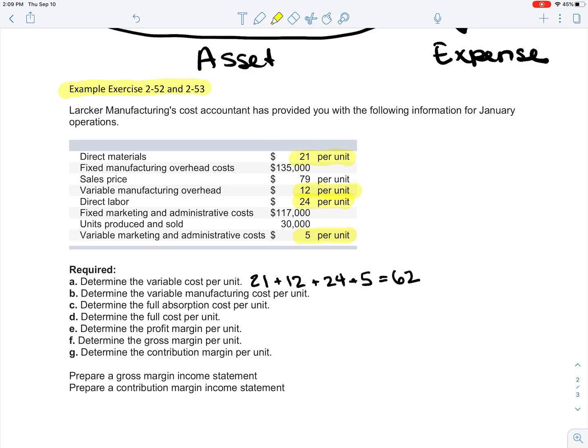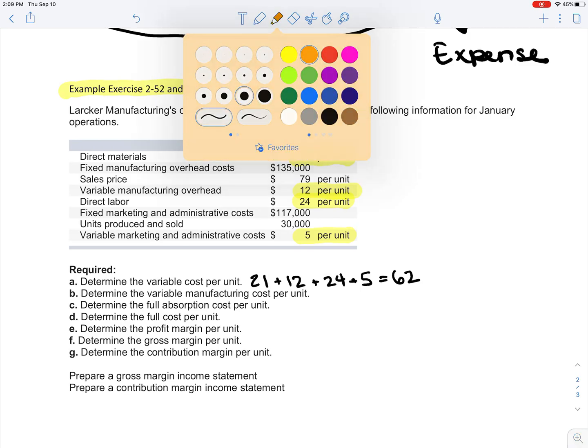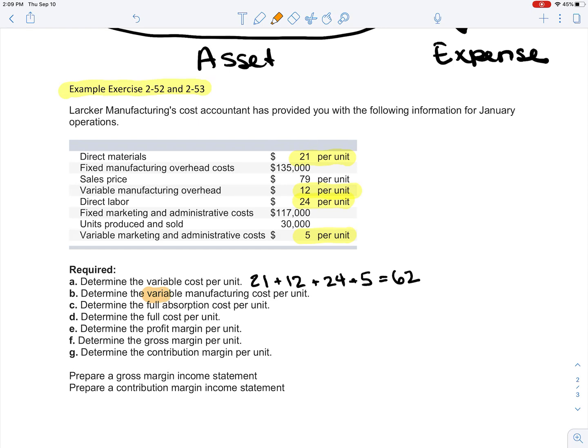Now you'll notice the difference in this one. This is a variable manufacturing cost per unit. So because of that, I want to make sure I take away anything that is not a manufacturing cost. So looking at the variable manufacturing cost per unit, I'm only looking at the 21, the 12, and the 24, which equals 57.